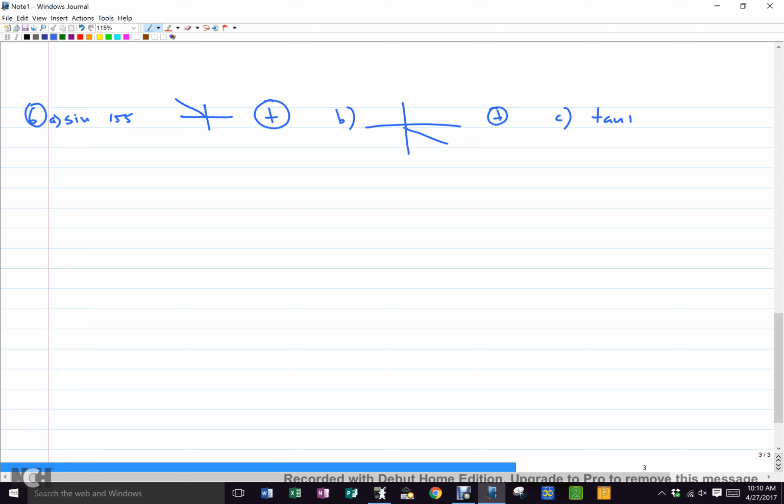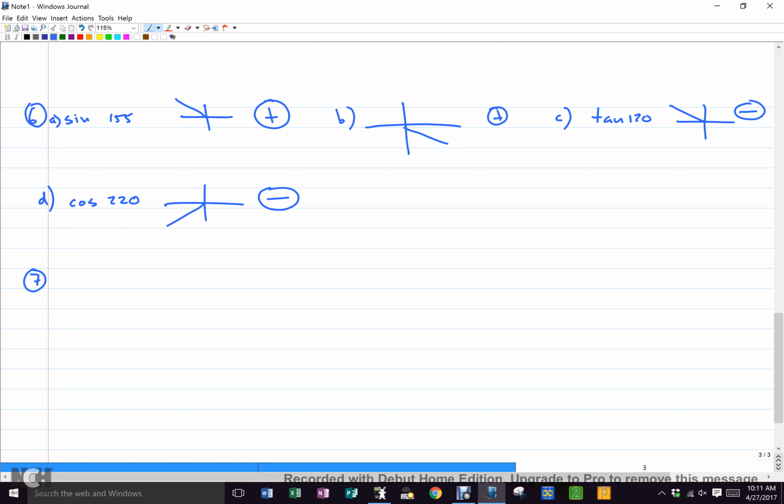C. Tan 120. That's out there. Tans are negative there. And D was cos 220, which is down there, which means coses are negative.